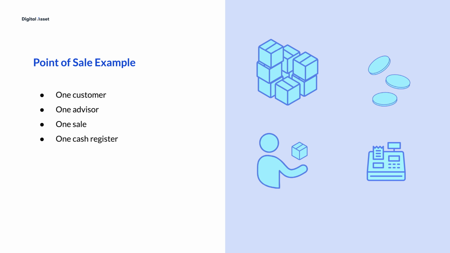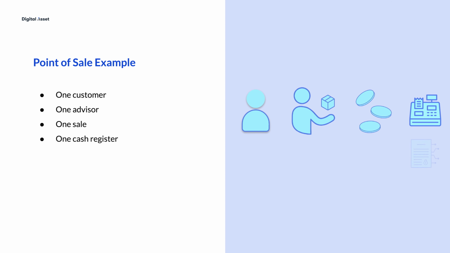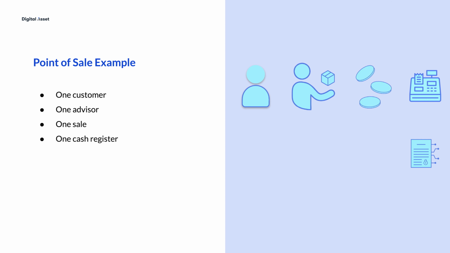When we design for a workflow, it is common to simplify things. In this example, we'll have one customer, one advisor, one sale, and our design will end up with one cash register. We may well implement a small proof of concept along these lines and prove that one cash register is sufficient for a small store with only one staff member serving one customer at a time.